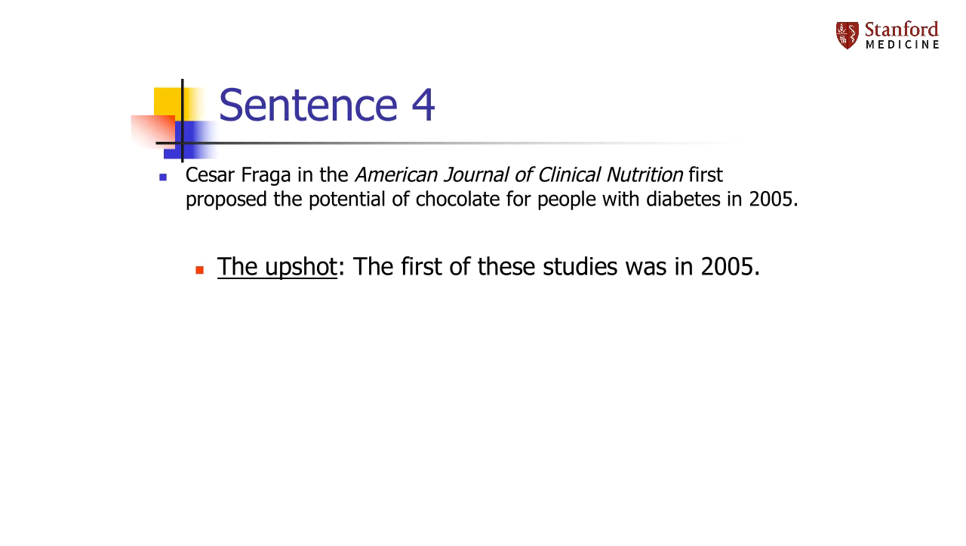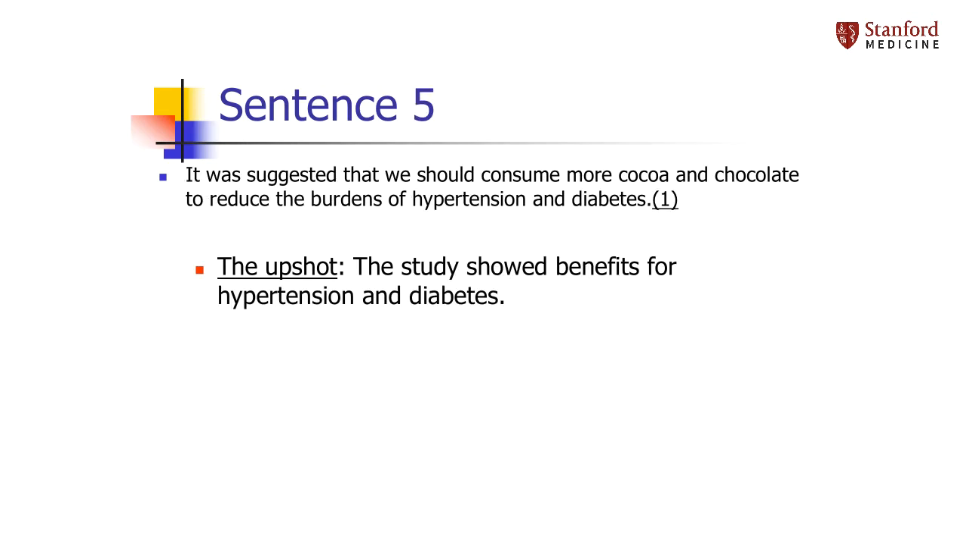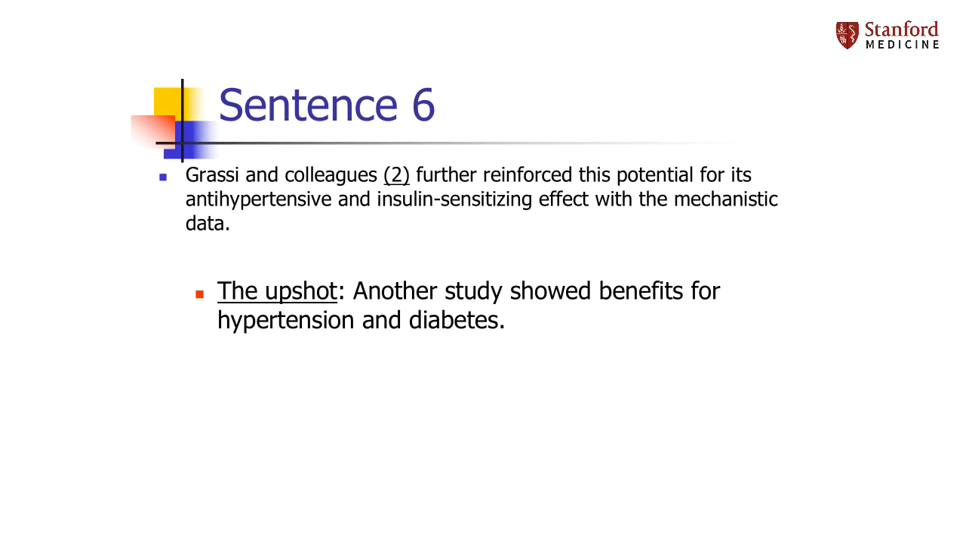When I edited this paragraph, I actually decided that some of the specific details about this first study aren't really critical and actually detract from the main idea of this paragraph. So in my final edit, you'll notice that I took out the author's name and the journal's name. I don't think those specific details are important in this context. Next we get, it was suggested that we should consume more cocoa and chocolate to reduce the burdens of hypertension and diabetes. That boils down to, the study showed benefits for hypertension and diabetes.